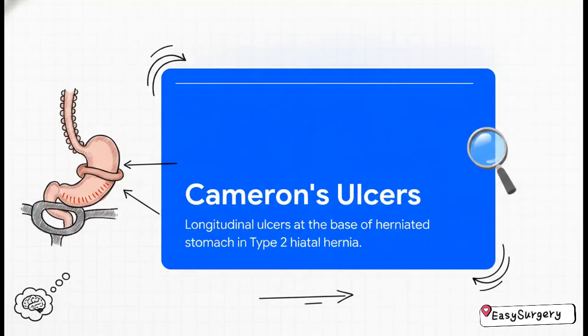Oh, and while we're on the topic of rolling hernia, you'll want to keep this specific buzzword locked in your brain: Cameron's ulcers. These are longitudinal ulcers that form right at the mechanical pinch point at the base of that herniated stomach. If you see Cameron's ulcers pop up on an exam or in a chart, you are absolutely dealing with a type 2 hiatal hernia.